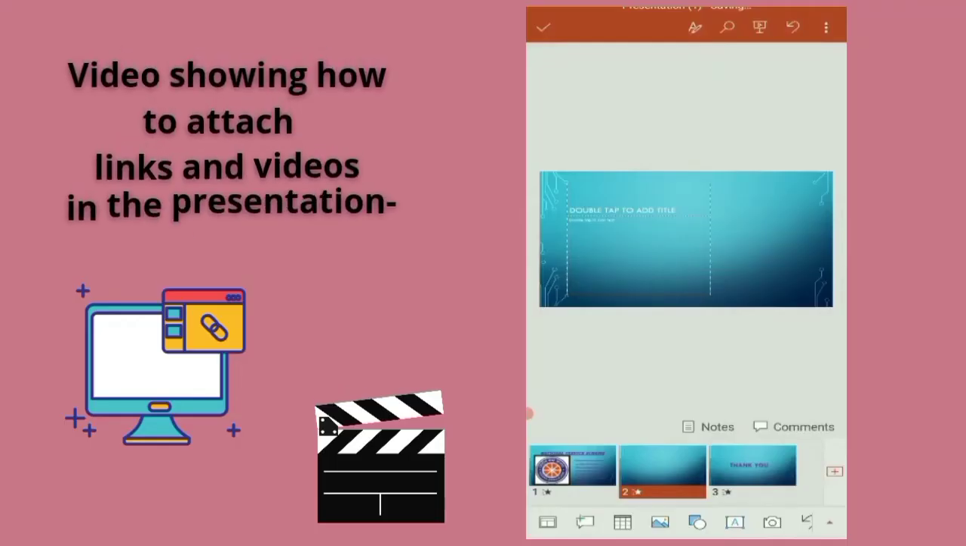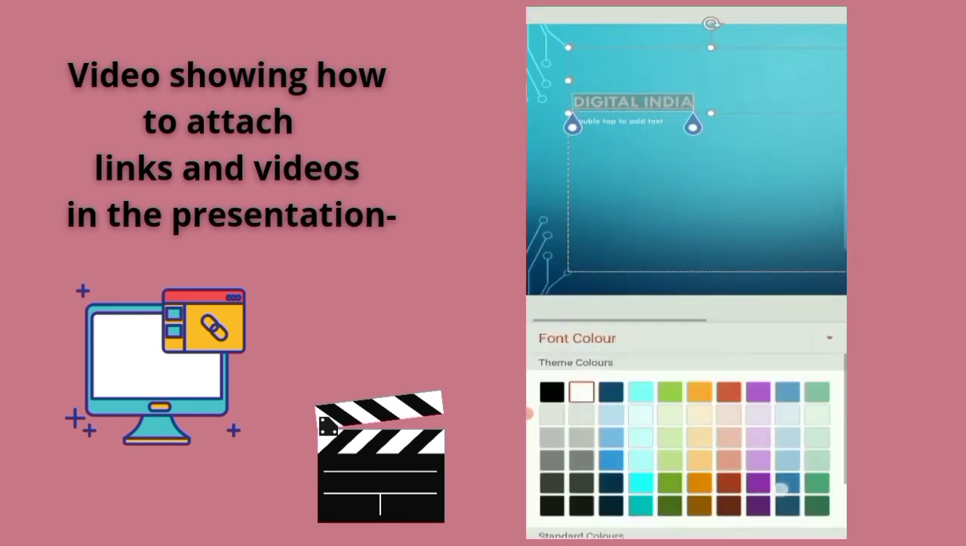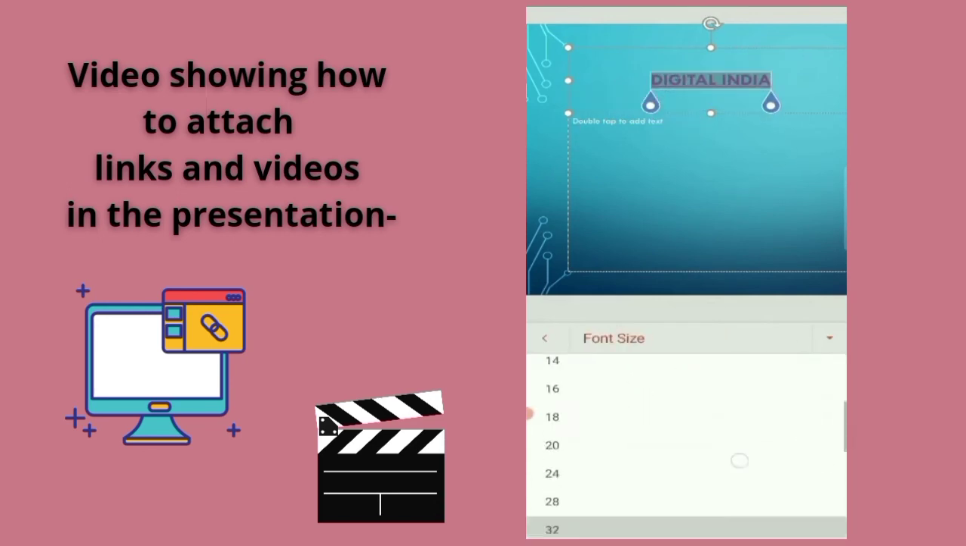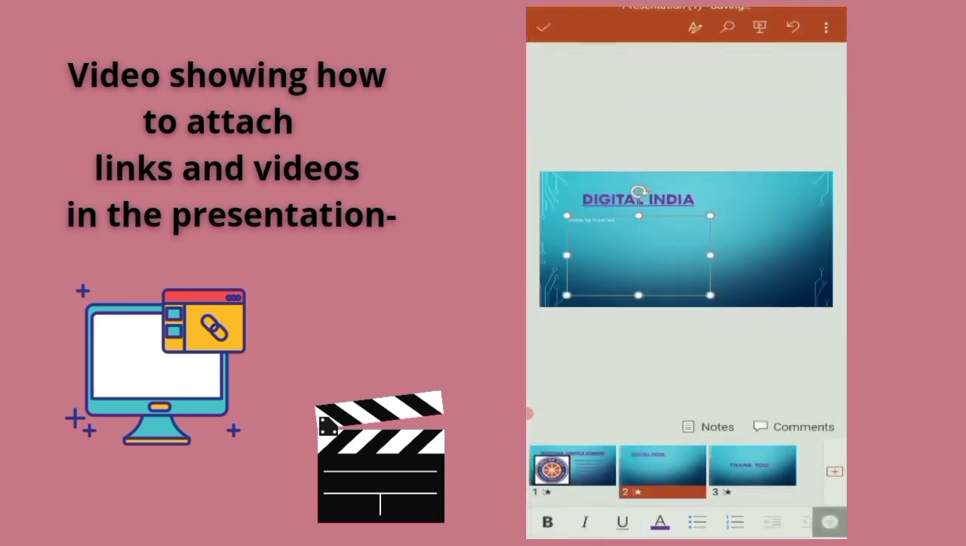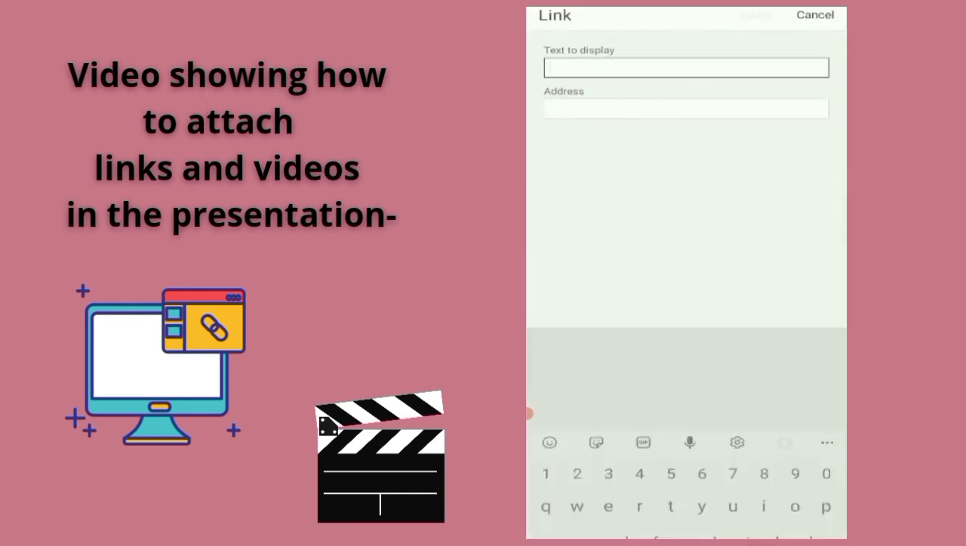Today we are going to learn how to insert a video and link in our PowerPoint. First I am adding the title regarding the video, like we learned earlier how to add titles. Then we will go to insert to add a link, and here you can see that the link option is hidden. So we will double tap the text bar to unlock the link option.